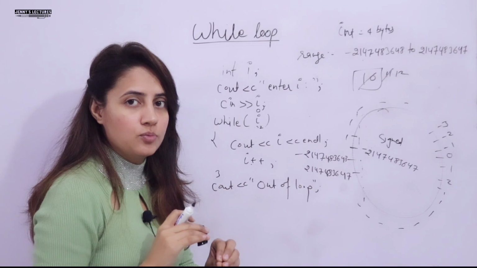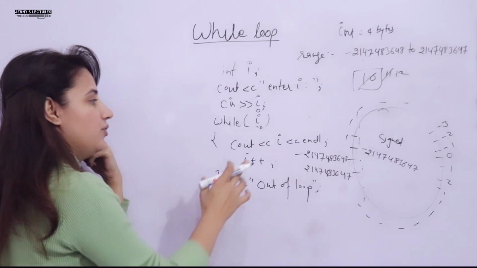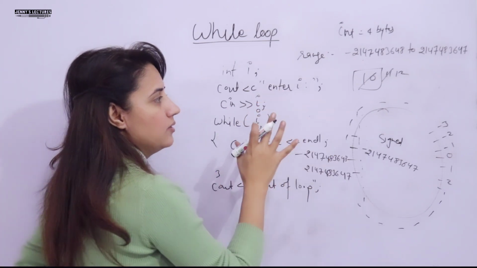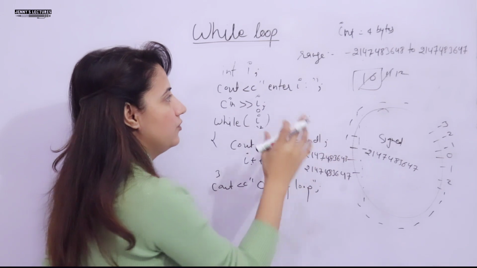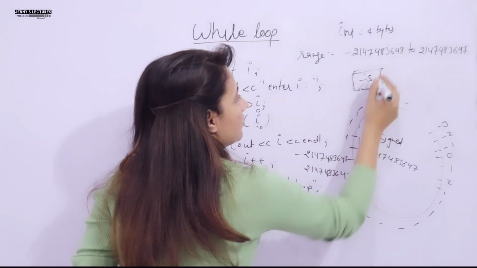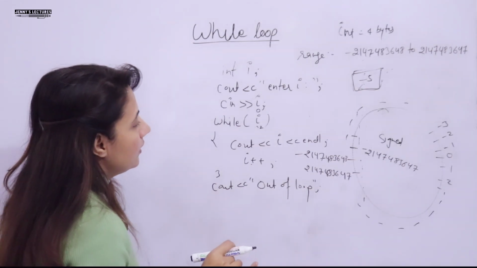I'll show you on my laptop also with the help of a program. Right? Like this, if here you are entering the value of I, suppose I am entering, this is for your assignment, if I enter -5, then what output will you get here? You need to tell me in the comment section, right?